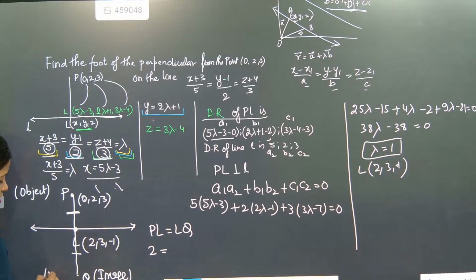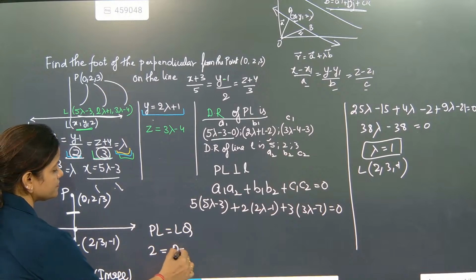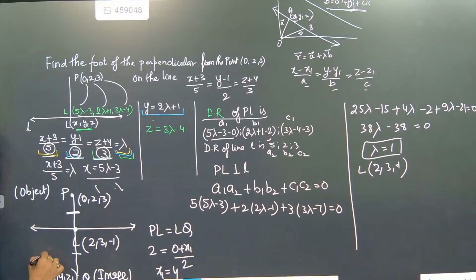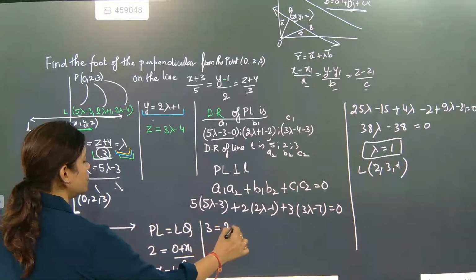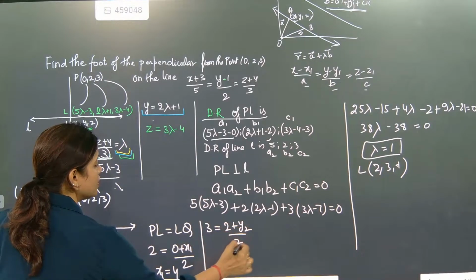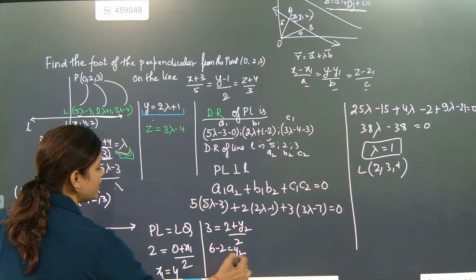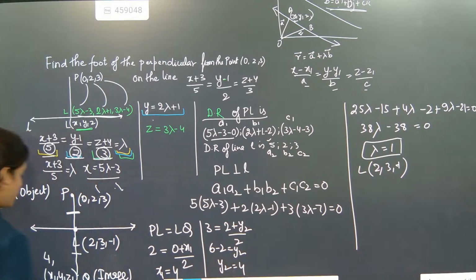This point we will consider as x1, y1 and z1. So if they ask for the image point or image distance, then we will do it like this, beta. Here 2 will be equal to 0 plus x1 divided by 2. So x1 is coming as 4. Now, beta, 3 will be equal to 2 plus y1 by 2. So 6 minus 2 is equal to y1. So y1 is coming as 4.